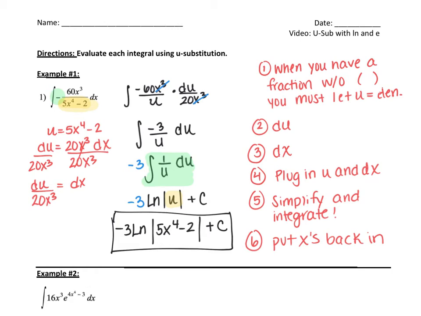All right, let's try another example. Okay, this time we have e. So e is a little bit easier to find what we're going to let u equal. So step 1, we're going to let u equal the exponent of e to some power. So whatever the exponent is, that's what we're going to let u equal. So 4x to the fourth minus 3 is my u.